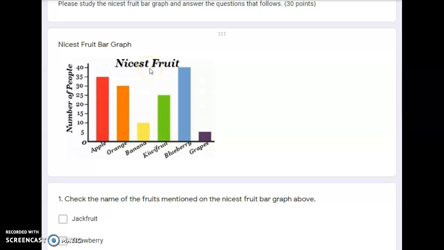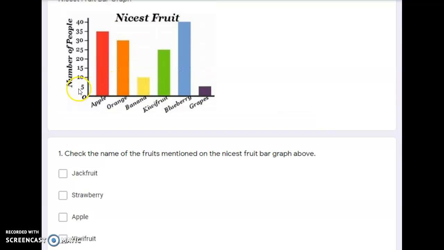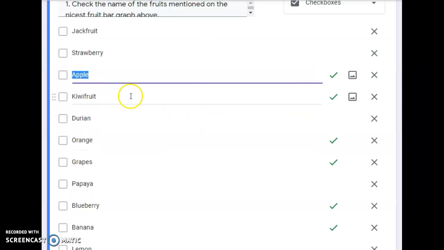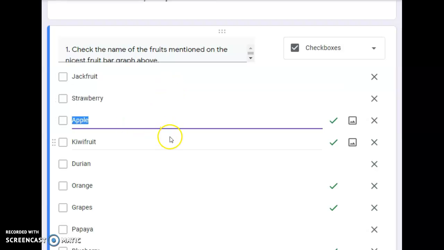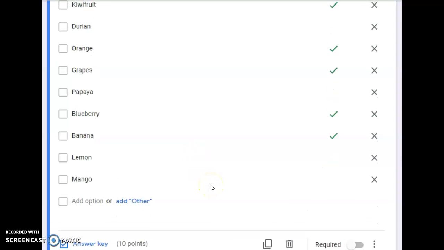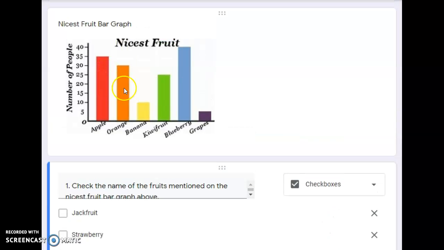Okay, so here, the graph. So here, check the names of the fruit. So we have here number of people, 40, apple, orange, banana, kiwi fruit, blueberry, and grapes. Okay, so here, what are the fruits? We have the mentioned above. So we have the apple, kiwi fruit, orange, grapes, papaya, banana, and like that. So what's the color of the apple? Bar graph of the apple: red, orange, yellow, kiwi fruit, blueberry, and grapes is purple. So when teacher will ask that, what color is the bar graph of apple? It's red, and so on and so forth.